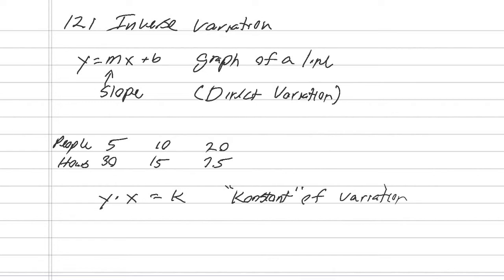Okay. And you notice on all of these, if we take 5 times 30, we get 150. If we take 10 times 15, we get 150. If we take 20 times (7.5), put that in parentheses because I don't want to confuse that decimal point as multiplication, I get 150.